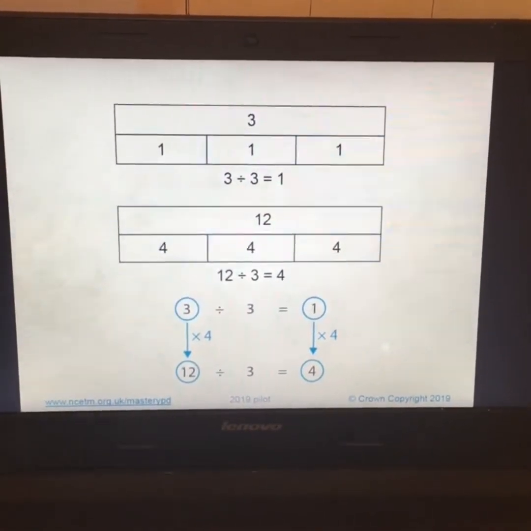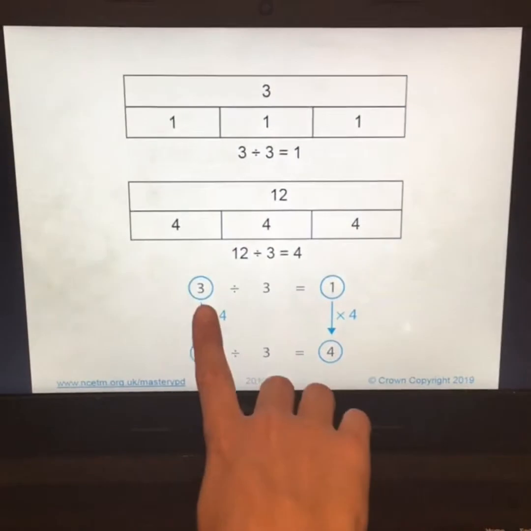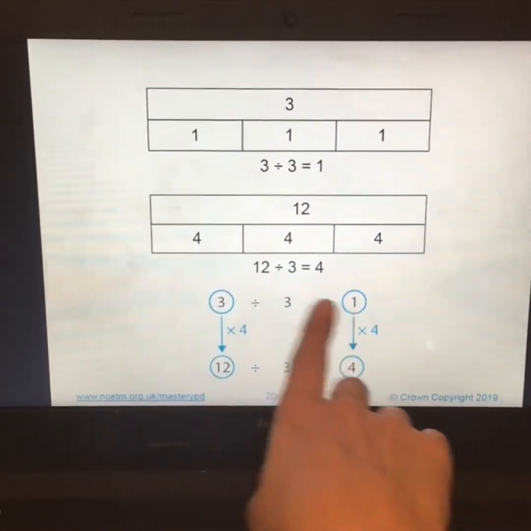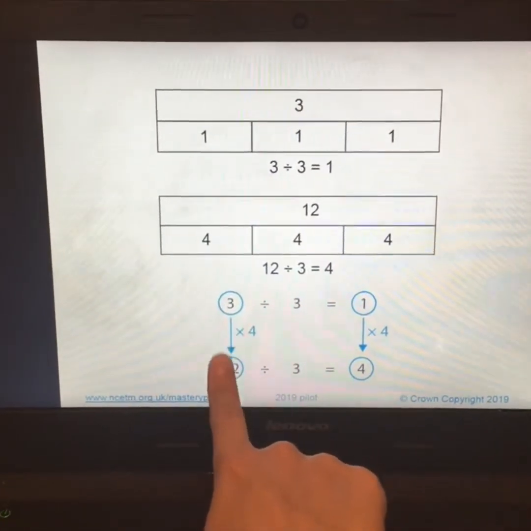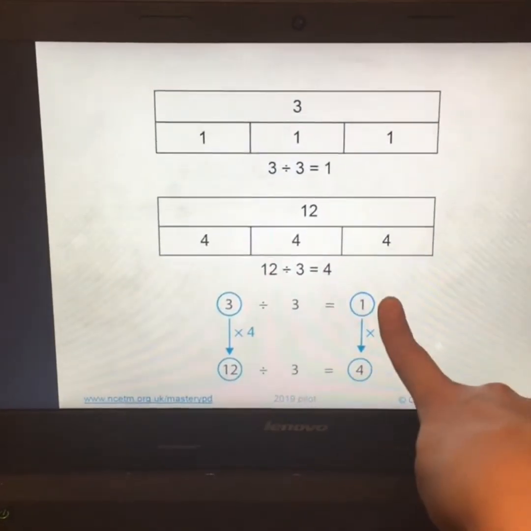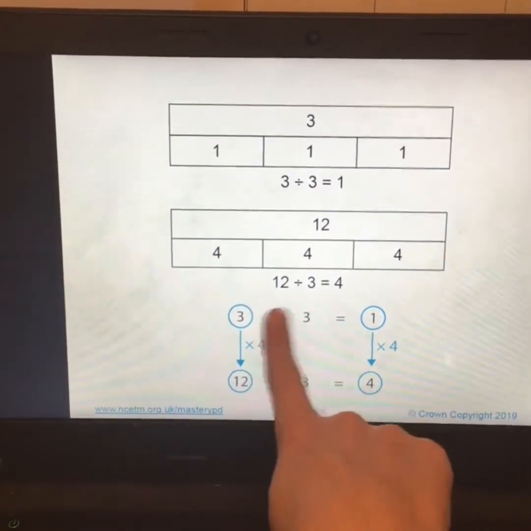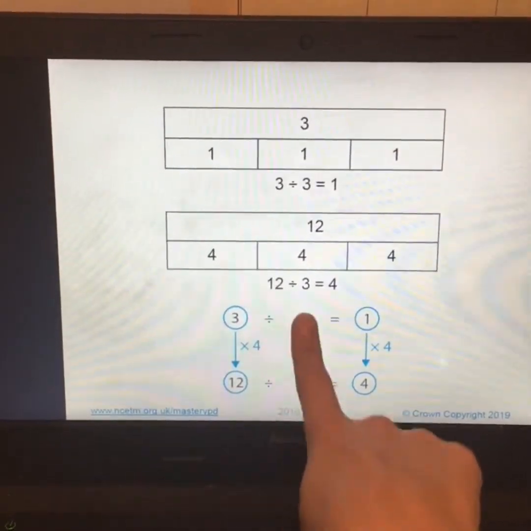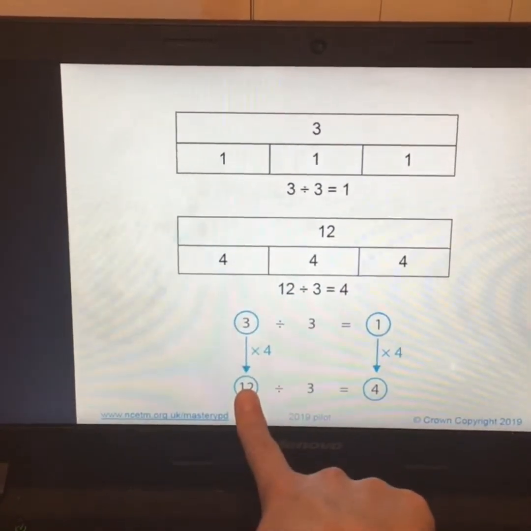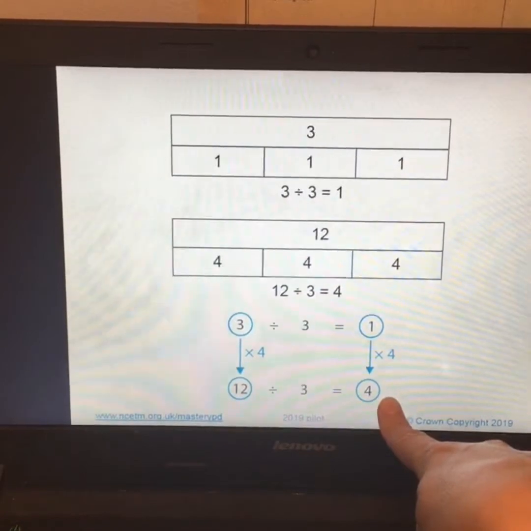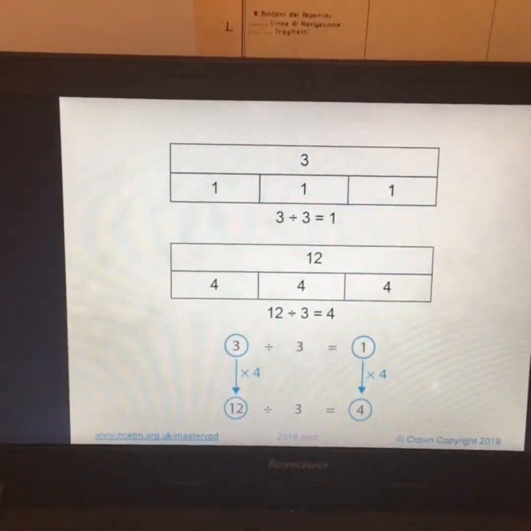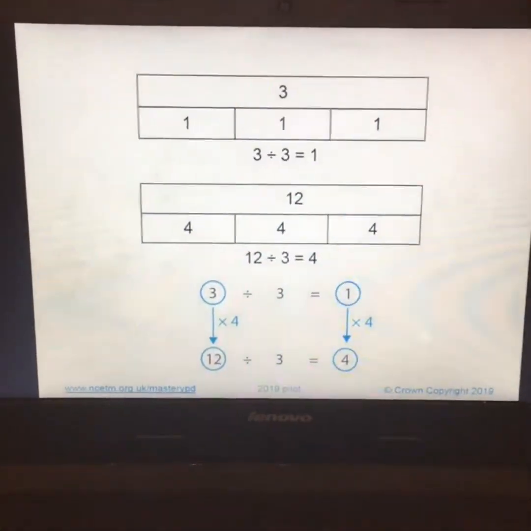So here, have a look at the relationship. So 3 divided by 3 is 1. If I times the dividend by 4, I times the quotient by 4 when the divisor stays the same. So we're dividing by 3 both times, so this stays the same. So we times this by 4, so we times my answer by 4. It's all about seeing these relationships to help us work things out.